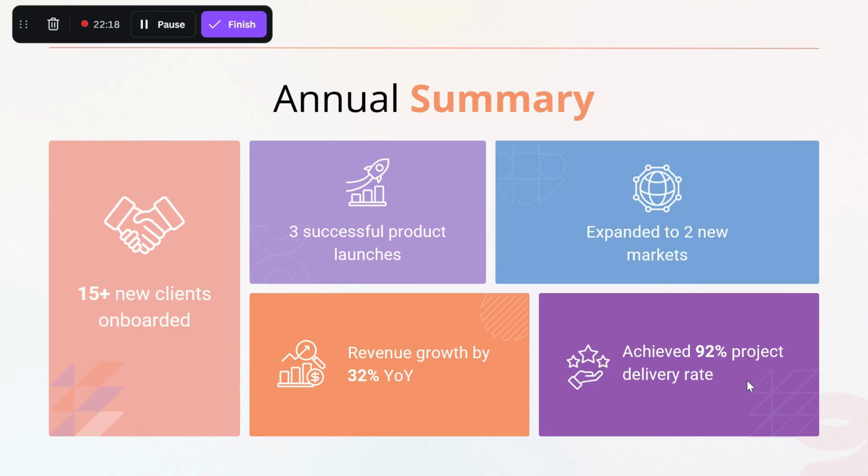So using this as an example, you can see things like 15 plus new customers onboarded, 3 successful product launches, expanded to 2 markets, revenue growth by 32% year on year, achieved a 92% product delivery rate. Already, you can see these are quite positive numbers. So you are getting a sense of, oh, we not only performed well, we performed well enough to do as much as we wanted to.